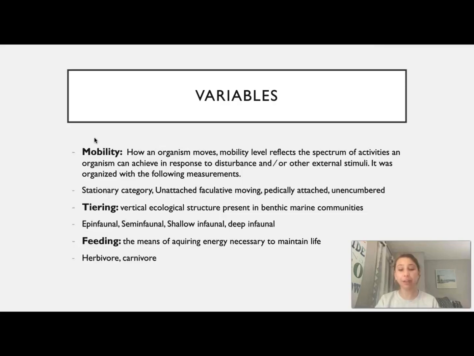Tiering is the vertical ecological structure present in benthic marine communities. And the levels here are epifaunal and infaunal, with deep infaunal meaning it was buried deeper down in the ocean's core. Semi-infaunal is a little higher than that. Shallow infaunal is the surface level of the ocean, and deep infaunal is buried all the way down.